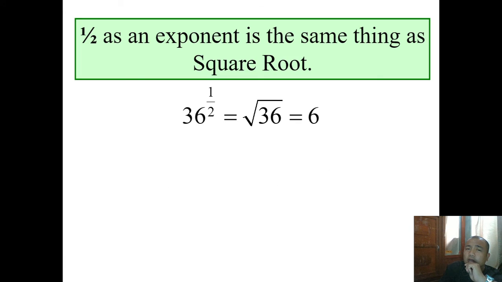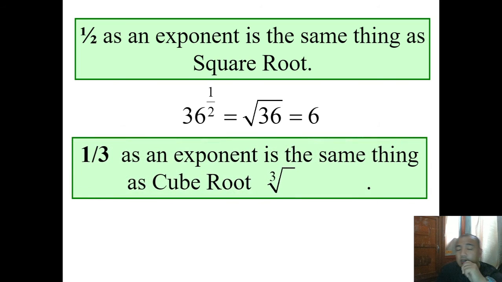1 half as an exponent is the same thing as square root. So if the exponent is 1 half, let's say 36 raised to 1 half, that means square root of 36. 4 raised to 1 half means square root of 4, which is equal to 2. And square root of 36 is 6 because 6 times 6 is 36. 1/3 as an exponent is the same thing as cube root. So if we have 27 raised to 1/3, that means the cube root of 27. If we have 81 raised to 1 half, that means square root of 81, which is 9.